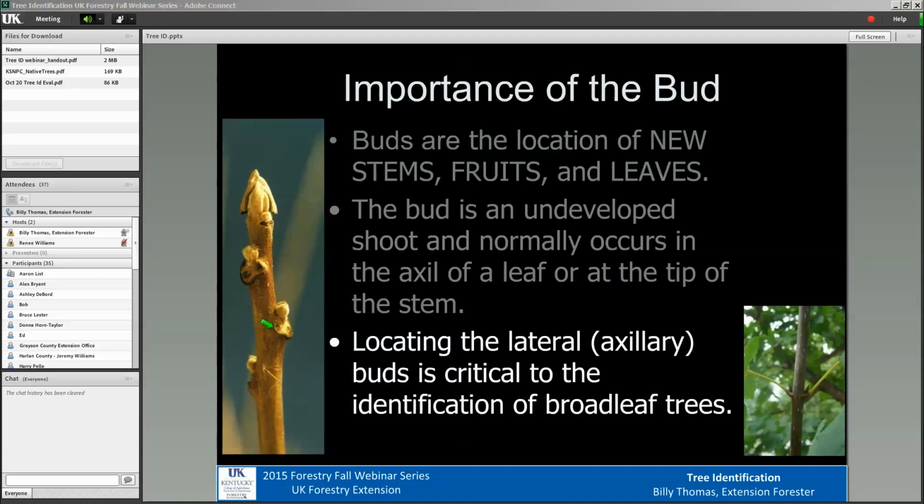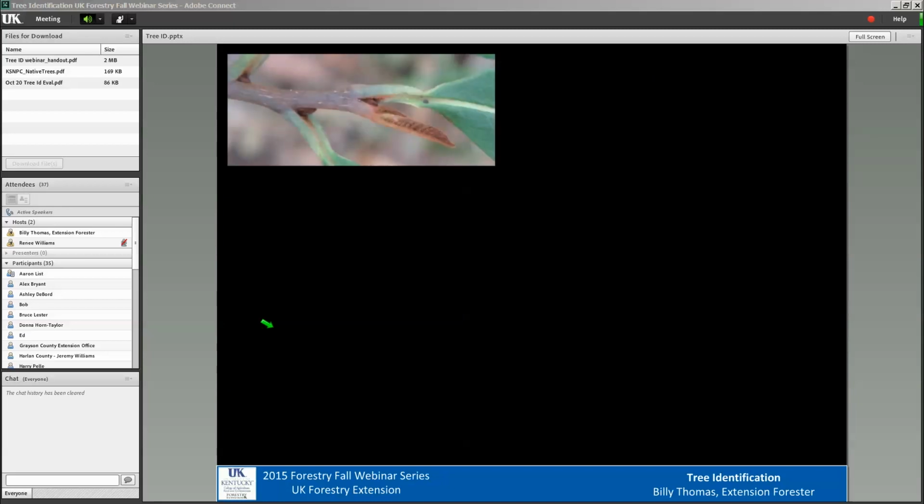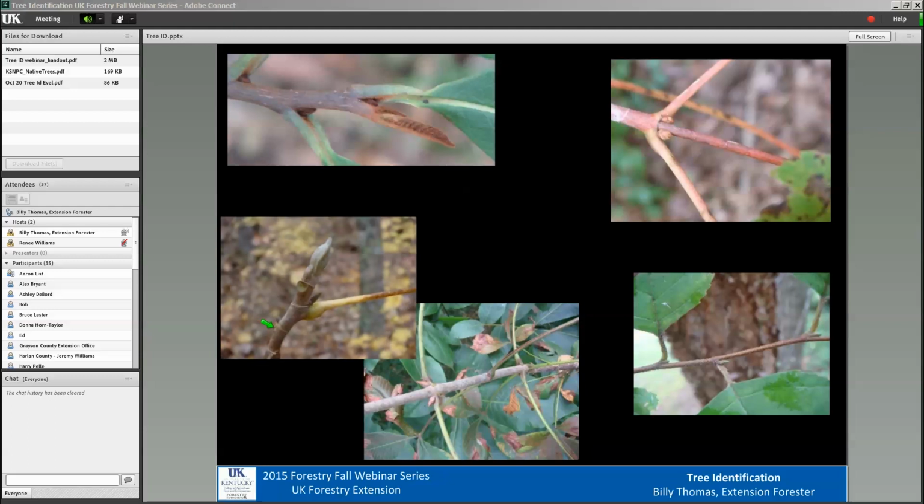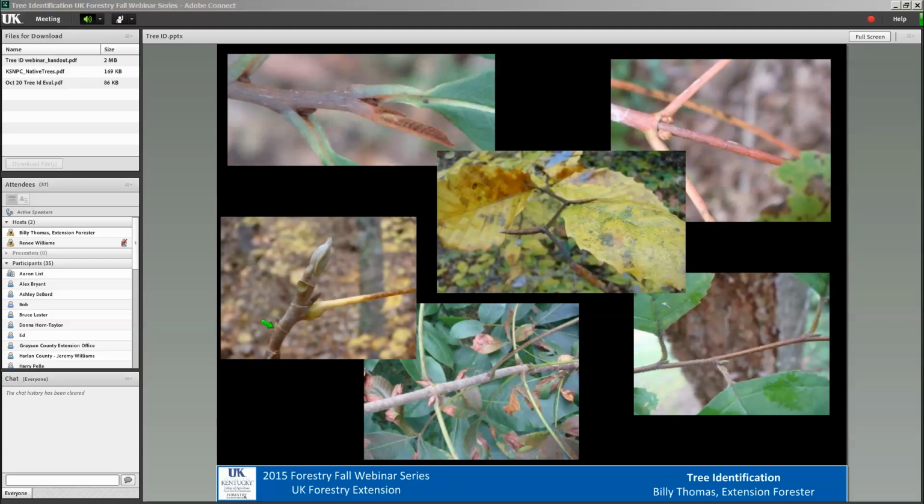And it's critical because of what we just talked about a moment ago, to be able to separate whether these are alternate trees or opposite trees. So again, we'll practice some more on that, but keep that in mind. That's an important attribute that we use. So let's just take a look at some of these different buds that we have here. Just pulling up a few of these different pictures, and we'll point them out.